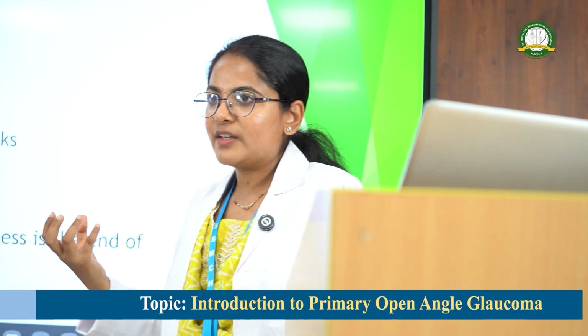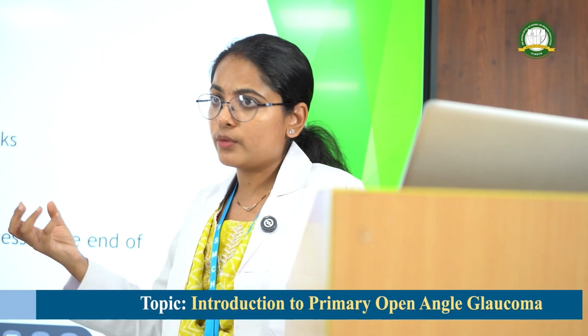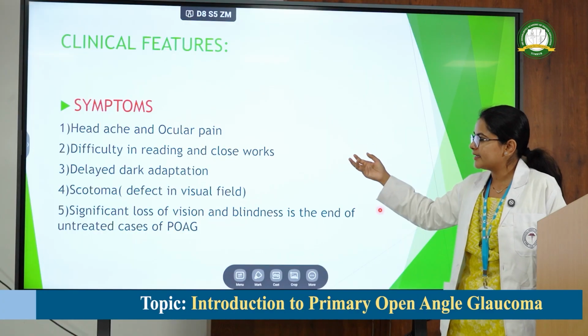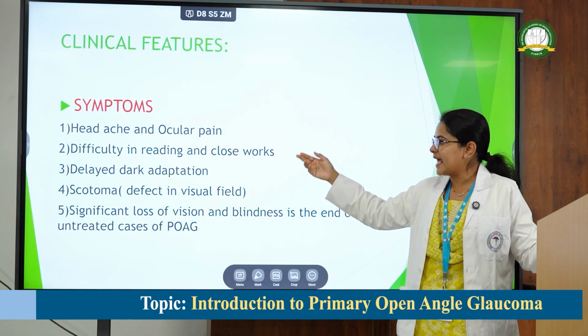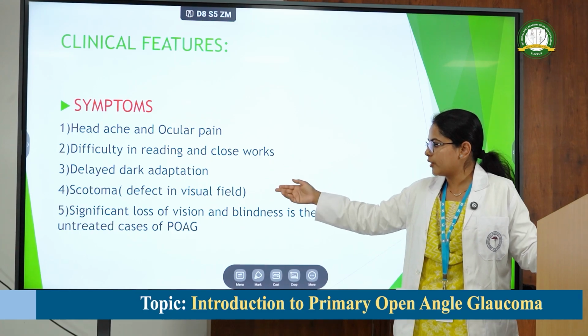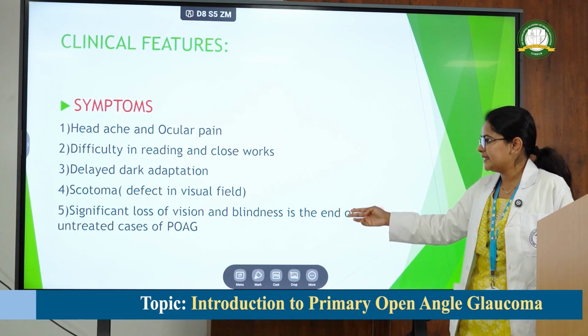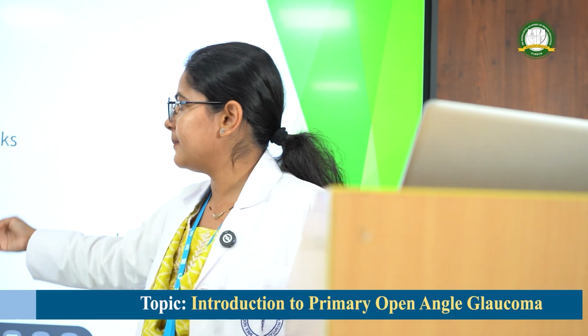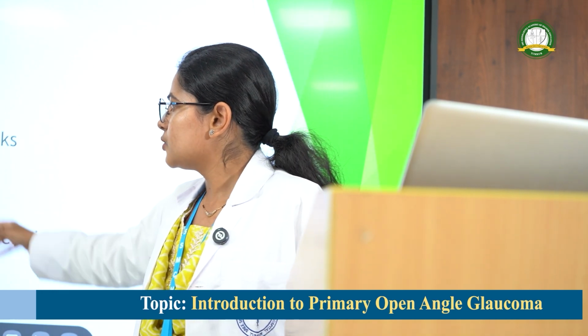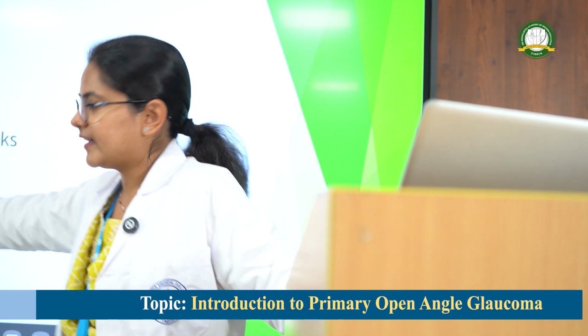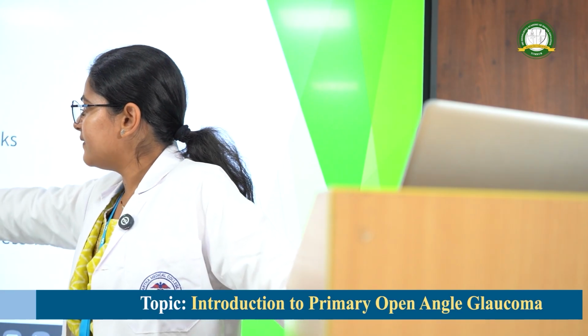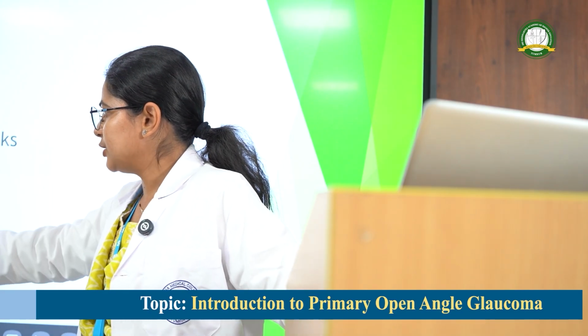Now, what symptoms do patients with glaucoma present with? Headache and ocular pain. Why are they having ocular pain? They accommodate more. That's why they have more ocular pain. Difficulty in reading and close work, delayed dark adaptation, scotoma, significant loss of vision, and blindness in the end in untreated cases of primary open angle glaucoma. Here rods are more affected. That's why they have delayed dark adaptation.